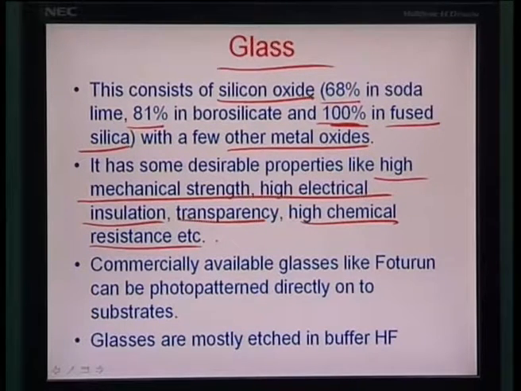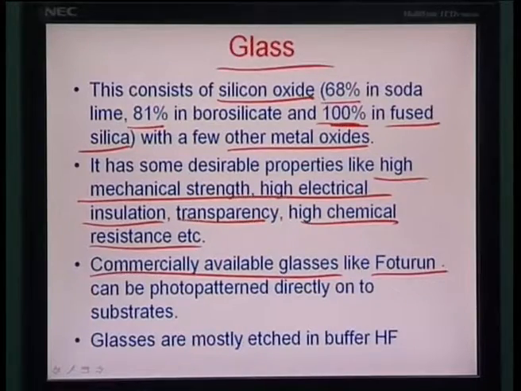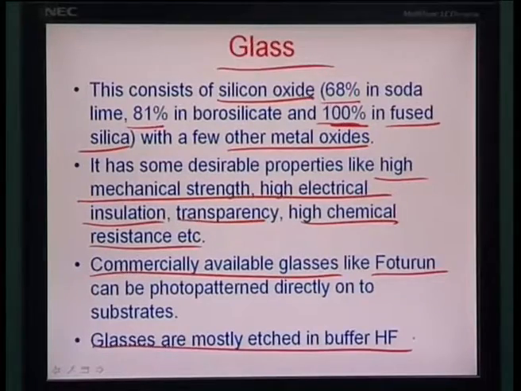And in case of photolithography and other kinds of techniques, there are some commercially available glasses which you could actually photo pattern. One of them available commercially is known as Foturan. It can be photo patterned directly onto the substrates, wherein it can be used as channel material, where particularly you sandwich such a layer and photo pattern it and then cover it with another layer on the top and then thermally bond maybe. So there are embedded channels this way that you could make within a wafer. So glasses are mostly etched in buffer HF solutions, okay.